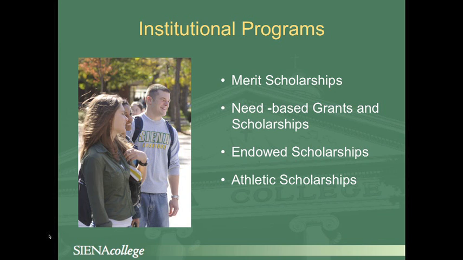Merit scholarships are based on your GPA, SAT, or ACT grades. Need-based grants or scholarships are based on your level of financial need, which was provided by the information that you provided on the FAFSA. Endowed scholarships are scholarships with specific criteria that have been developed through donations from alumni, local organizations, or businesses. They may be merit, need-based, or a combination of both. And athletic scholarships are awarded if you will be participating in an athletic sport at the college that you attend.